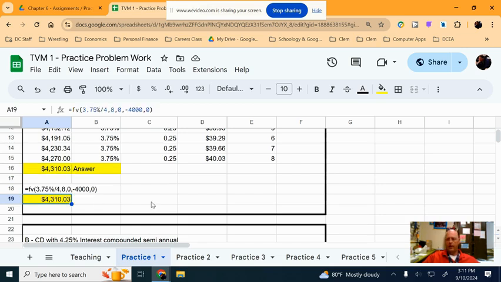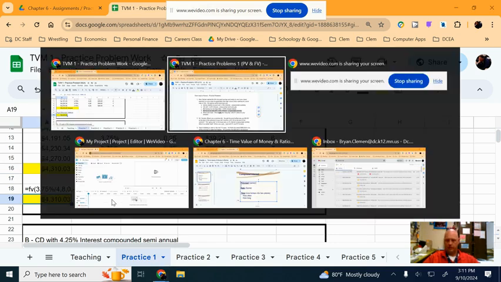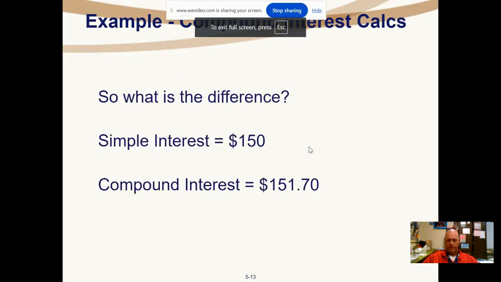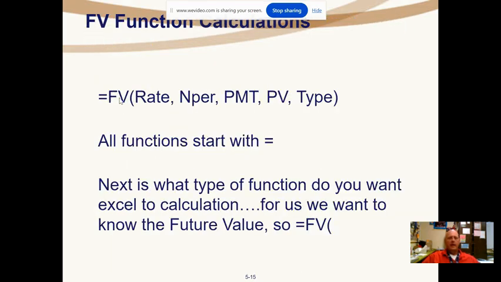Here is our future value function. Now, our future value function is going to have 5 pieces, and we talked about that earlier today. It's going to have the function equals future value. Inside the parentheses, here are our 5 pieces of information.